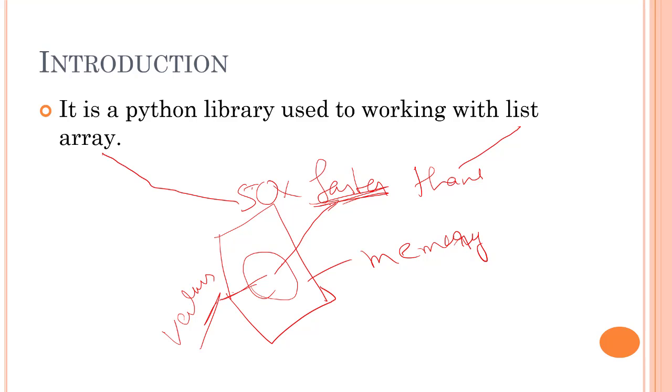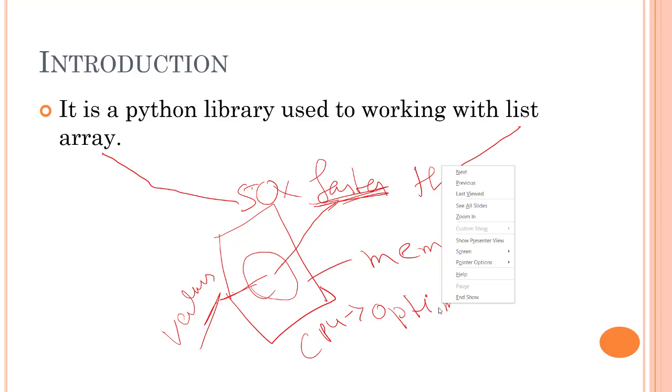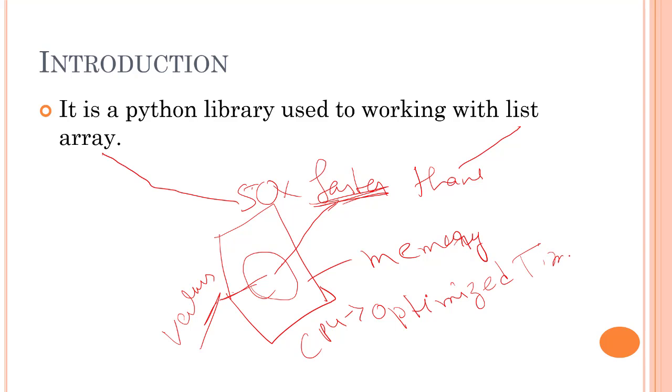And in a CPU architecture, suppose this is your CPU memory, the optimized time will be less, because every CPU will work with the optimized time, right? So the optimized time will be less. That's the reason most of the time we use NumPy, rather than the other things in Python.